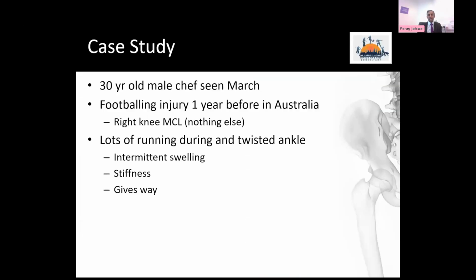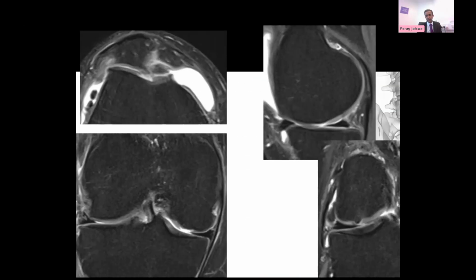And these were his MRI scans. His x-rays were unremarkable. This is the patella, and you can see he's got a big osteophyte there, and he's got a big osteochondral defect there. So part of the bone and the cartilage has come off. He's got a couple of loose bodies here in the lateral gutter of the knee.